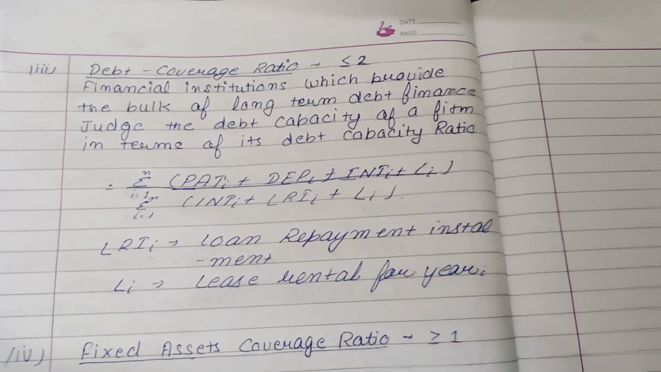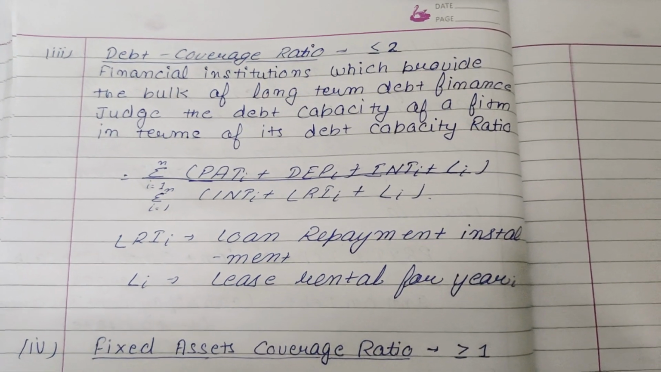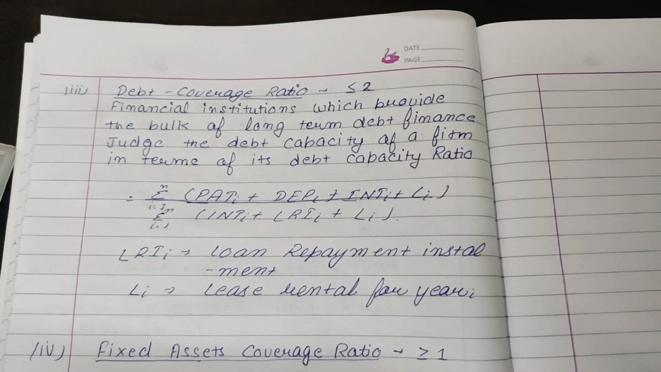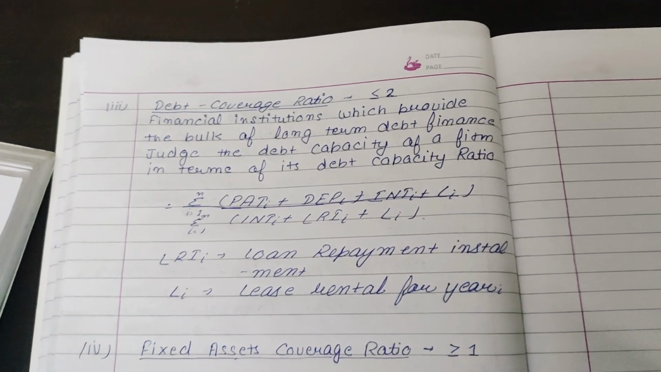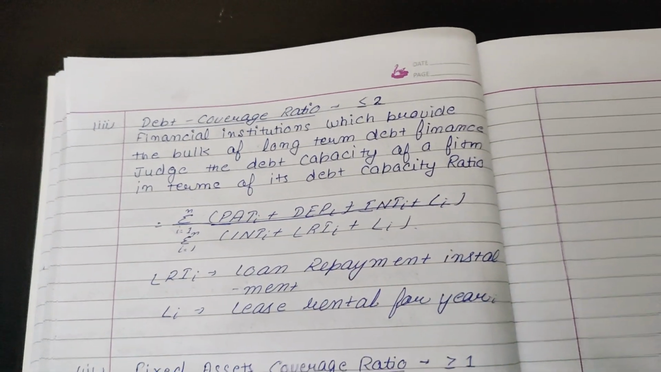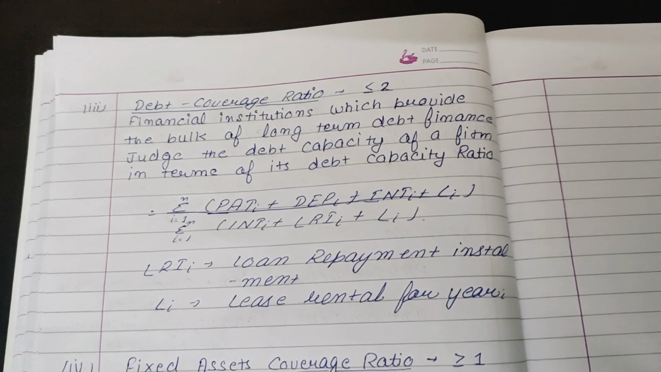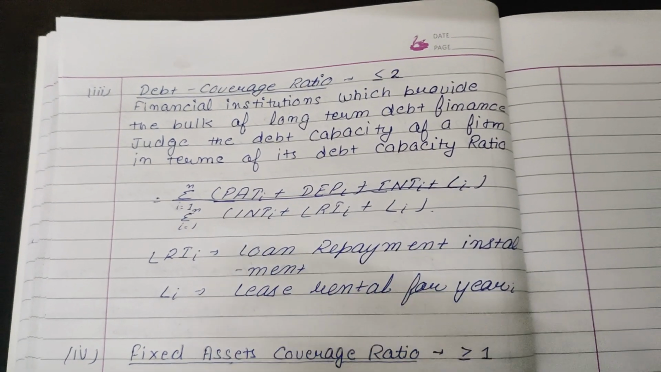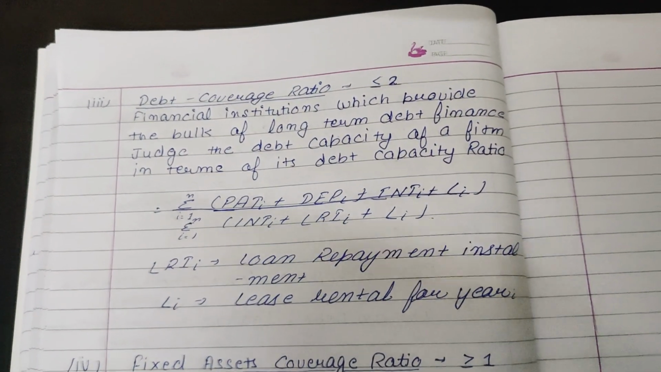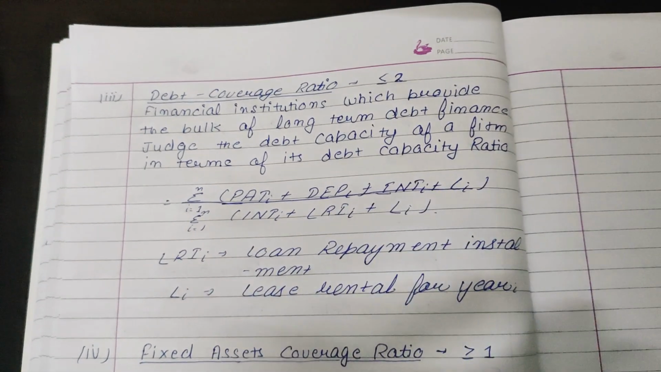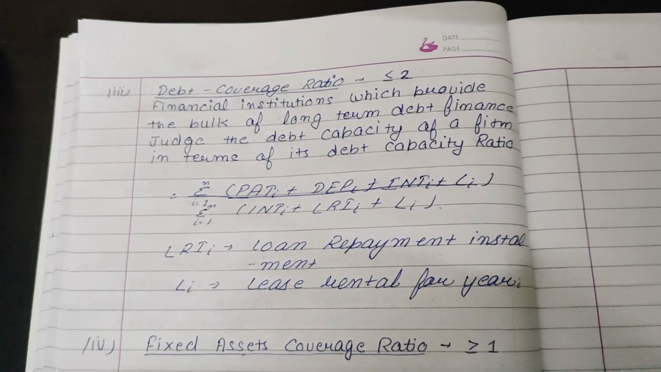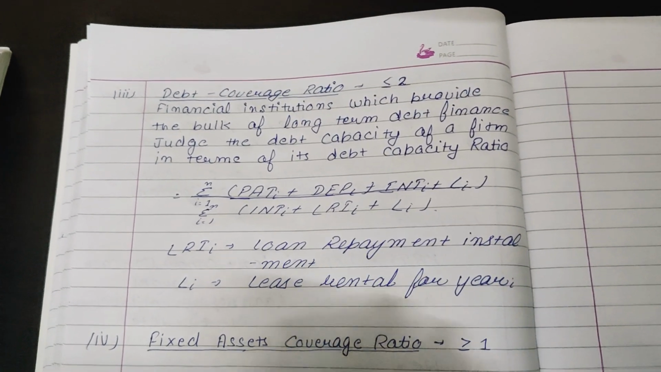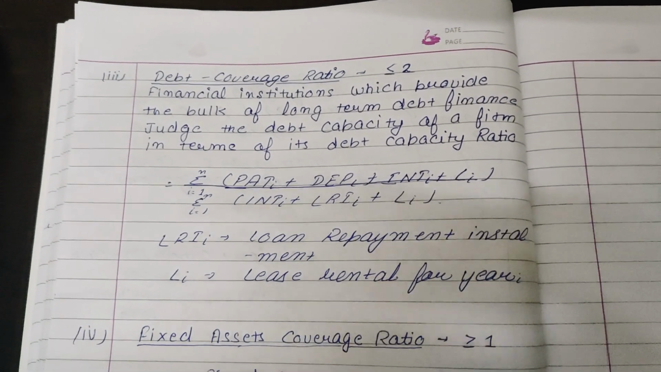Our next ratio is the debt coverage ratio. If your debt coverage ratio is less than or equal to 2, it means you have a good financial status in the market. So what is basically the debt coverage ratio? Whenever any financial institution provides you long-term debt finance, they will judge you by your debt capacity, and they will determine your firm's debt capacity by looking at your debt coverage ratio.